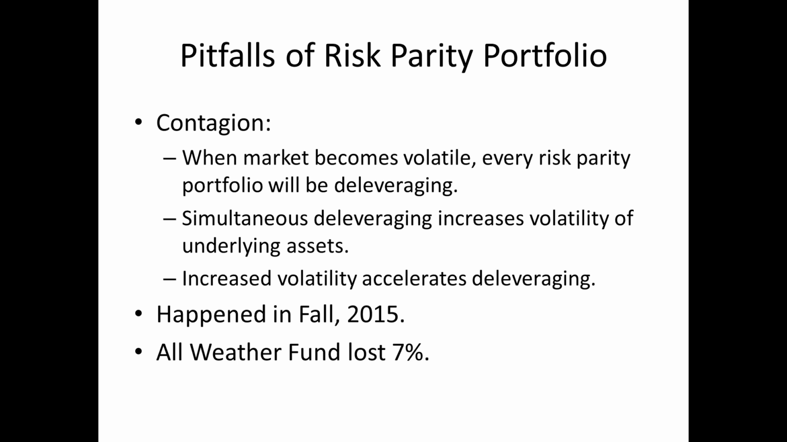This is what is meant by contagion, because a lot of these portfolios hold similar assets. As long as one big fund is deleveraging due to market volatility, everybody has to start deleveraging, and this vicious circle actually causes a stampede, or what's called the contagion. And that is what is supposed to have happened in fall 2015, when the risk parity All Weather fund lost 7%. So nothing is perfect. Everything has its pitfall.